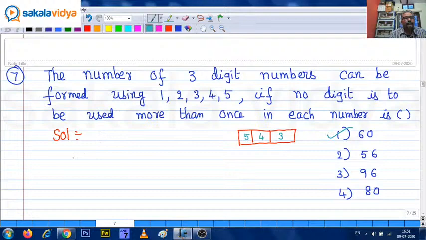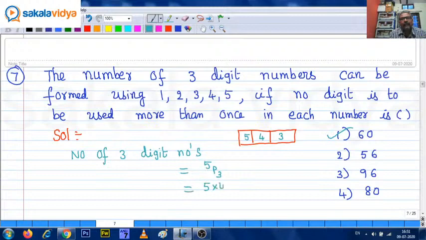The number of 3-digit numbers, without repetition, is 5P3, that is 5 into 4 into 3, that is 60. We get 60 numbers. Understood now, all of you? No, it is not 5 factorial by 2 factorial. That's absolutely wrong. Repetition is not there. All are different. 5 into 4 into 3. Right.